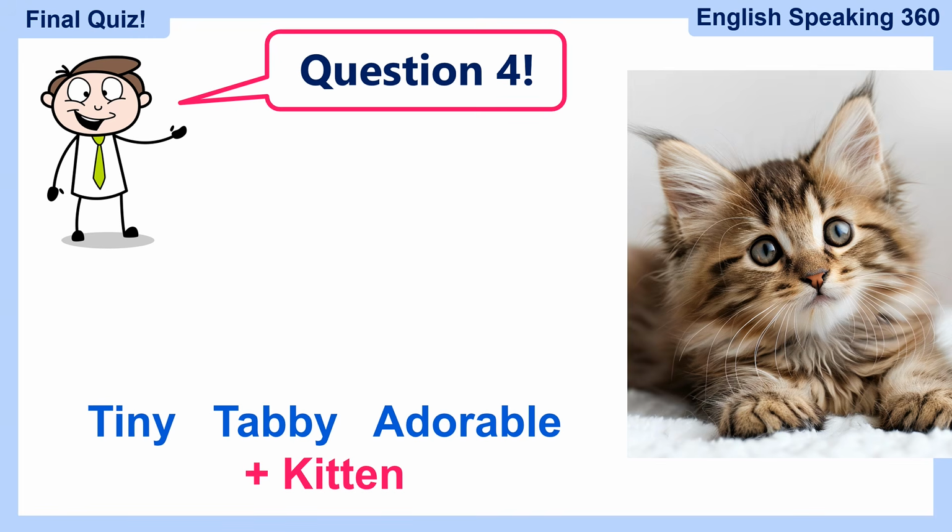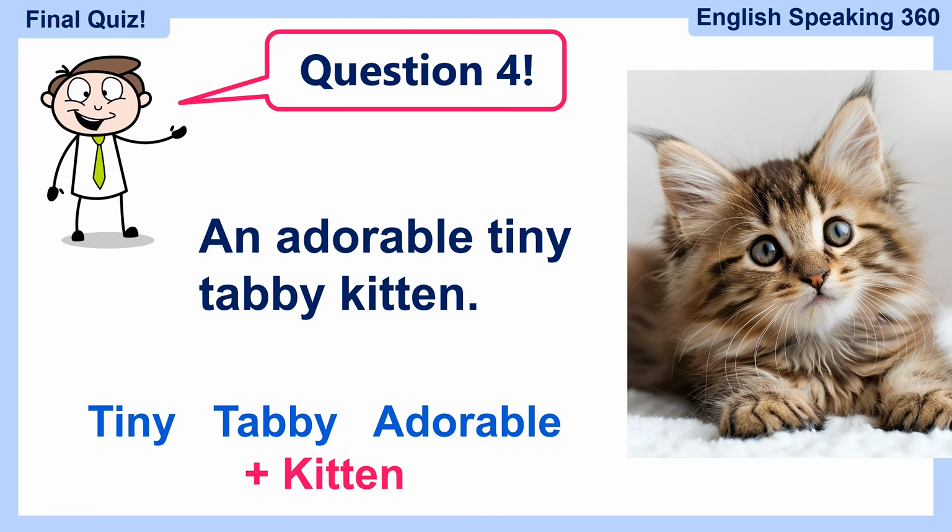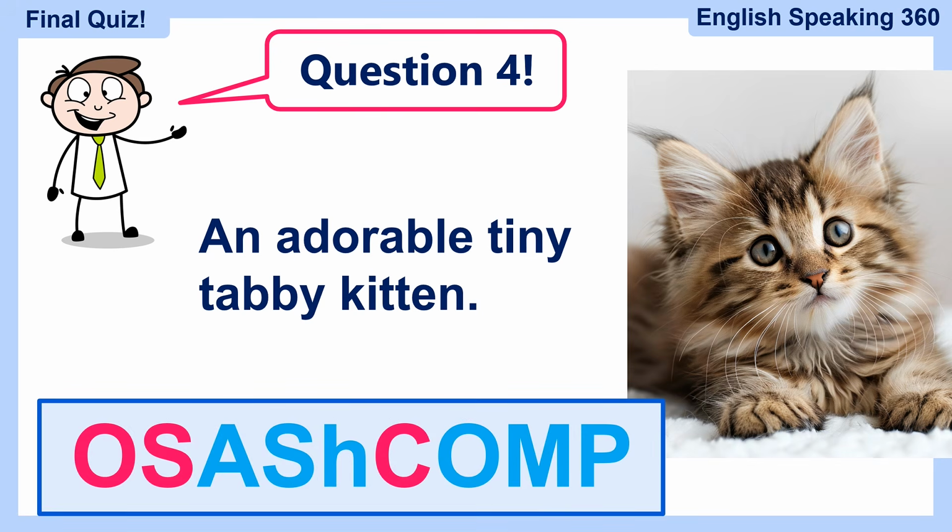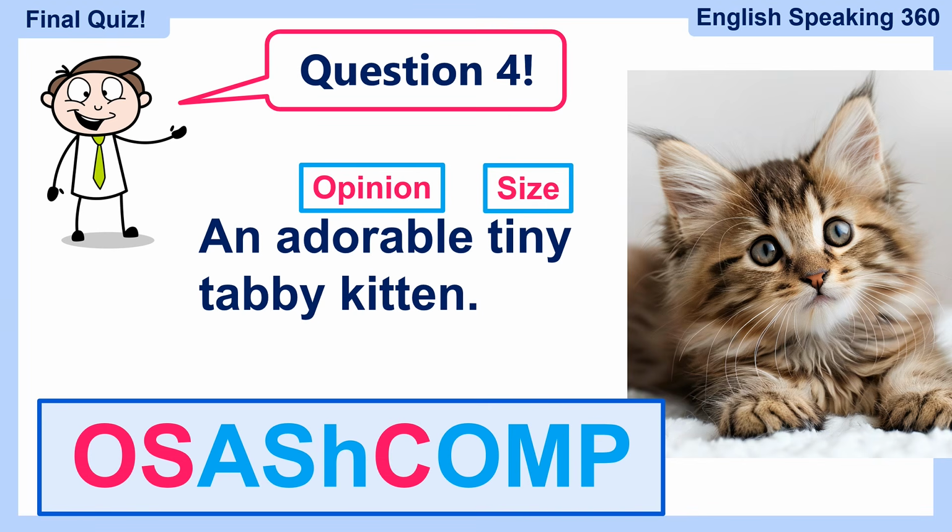Question 4. Tiny, tabby, adorable. Maybe you don't know tabby. The kitten looks like a tiger, and that kind of color pattern is called tabby. Are you ready with your answer? You can say, an adorable tiny tabby kitten. If we follow the OSASCOMP rule, O stands for opinion, S for size, and tabby for color.